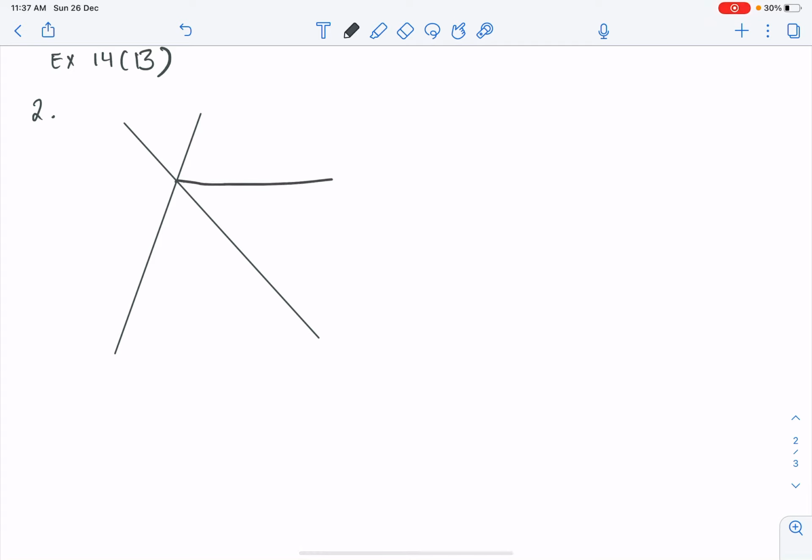Can we draw the diagram? Yes, let's draw the diagram. You have it like this. Then you have a line from here going like this. Then you have it like this. Then you have it crossing it. Right or not?